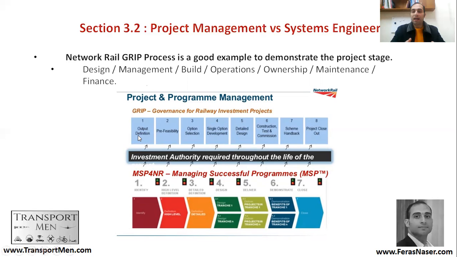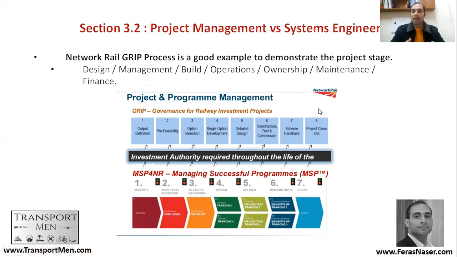So if you have a GRIP 1, then you are in output definition. You are still trying to define what your project is going to be. If you are on a GRIP 2, you are on a pre-feasibility study. If you are in GRIP 3, you are trying to choose what options you would consider for this project. If you are in GRIP 4, you would take a single option. If you are in GRIP 5, you will take a detailed design. If you are in GRIP 6, you would do construction, testing, and commissioning. If you are in GRIP 7, you will do scheme handback. And if you are in GRIP 8, you will do a project closeout.